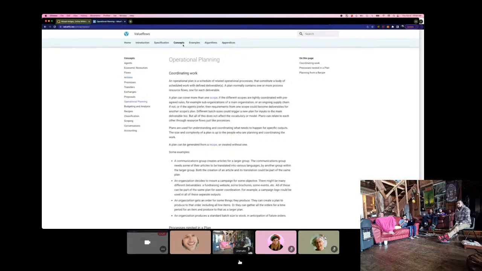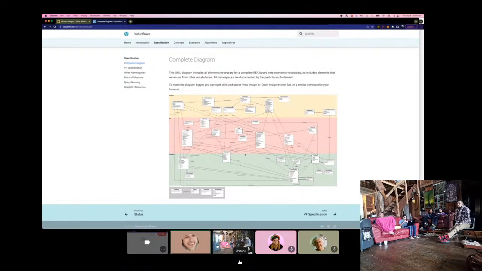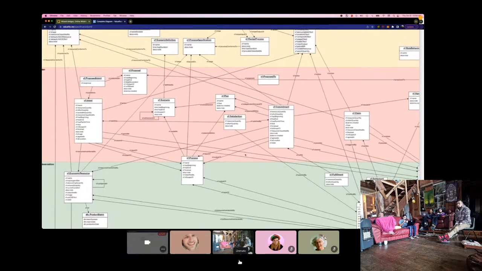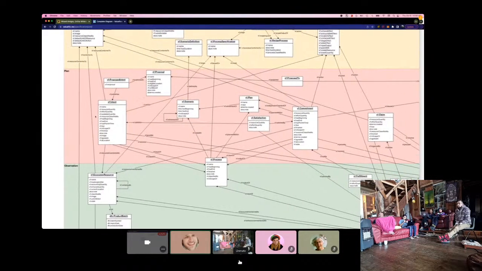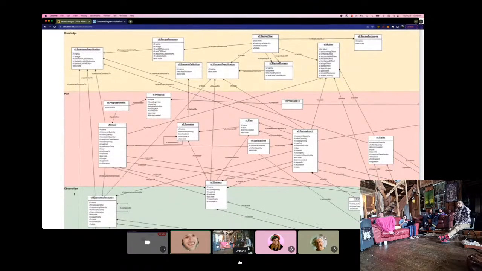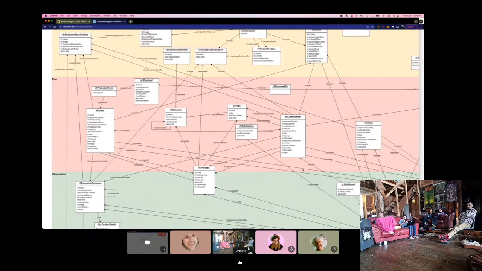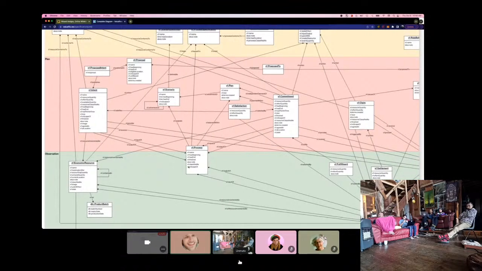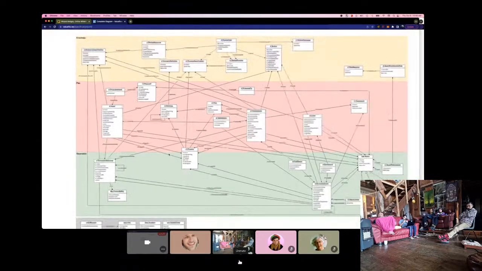And one resource that I go to a lot is under the specifications, and I just look at this UML diagram. There's a lot of lines going on here, but there's some stuff that we've seen already. There are three layers: a knowledge layer, a planning layer, an observation layer. There are intents, commitments, economic events, satisfactions, fulfillments, processes. We've seen all of that so far. And so when you're actually getting down to coding something with Valueflows, this is a super helpful resource to figure out how they are related, or what kind of properties each of these entities has.